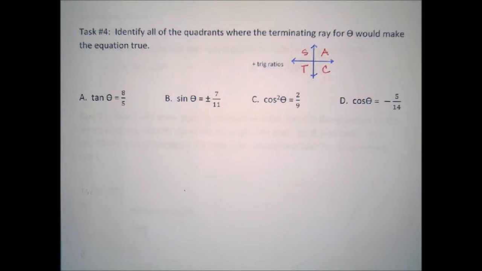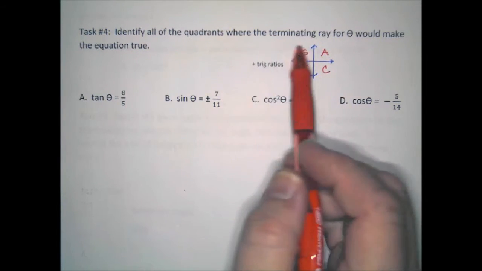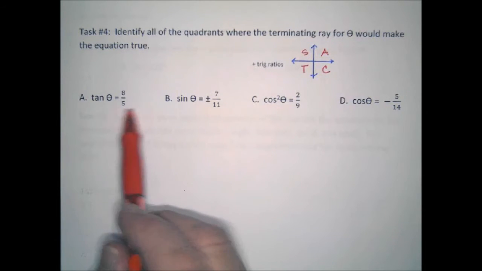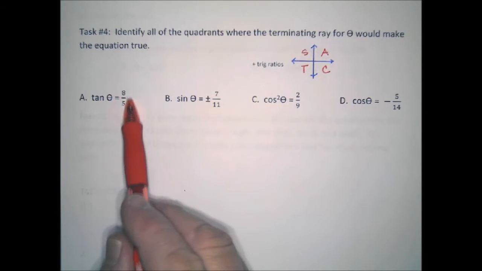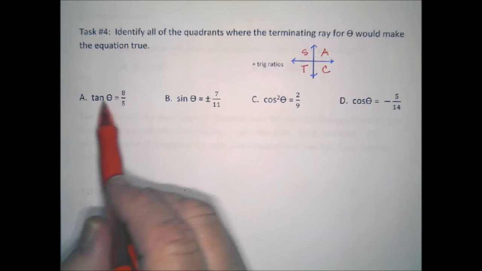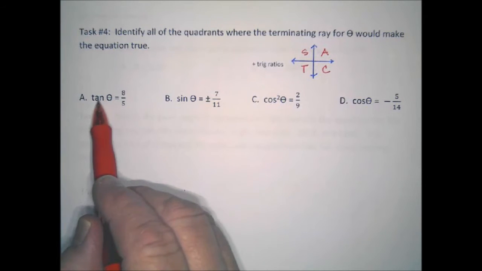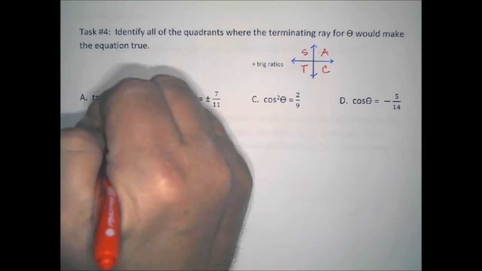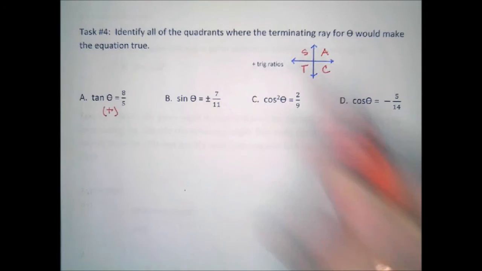Okay, moving on to the last concept that's on worksheet 3 or objective 3. Identify all the quadrants where the terminating ray for theta would make the equation true. All we're saying is we don't have to worry about the fact that it's actually 8 over 5. We're not really solving for anything. We're just identifying where could this possibly be. So this is saying theta has a tangent value that's positive. So where might it be?